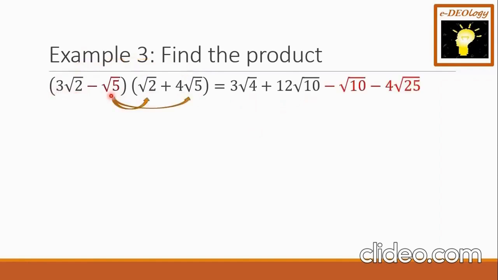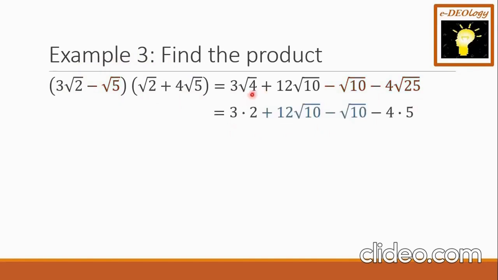Now for the second term, I will multiply this negative square root of 5 to square root of 2. I will get this negative square root of 10. The negative square root of 5 times 4 square root of 5 will have this negative 4 square root of 25. Then let us simplify the first term.